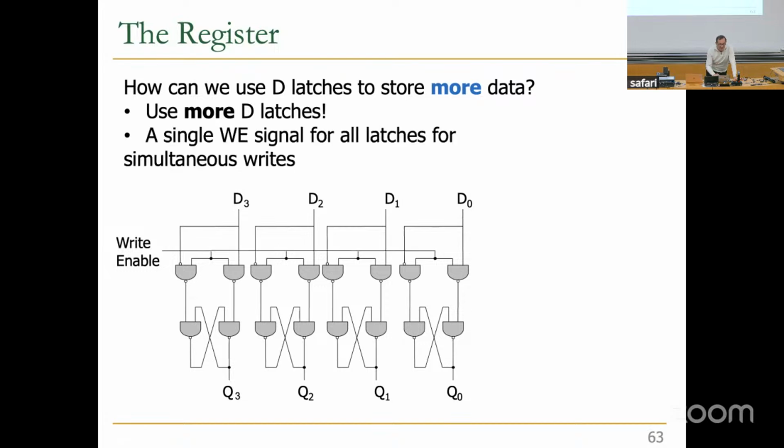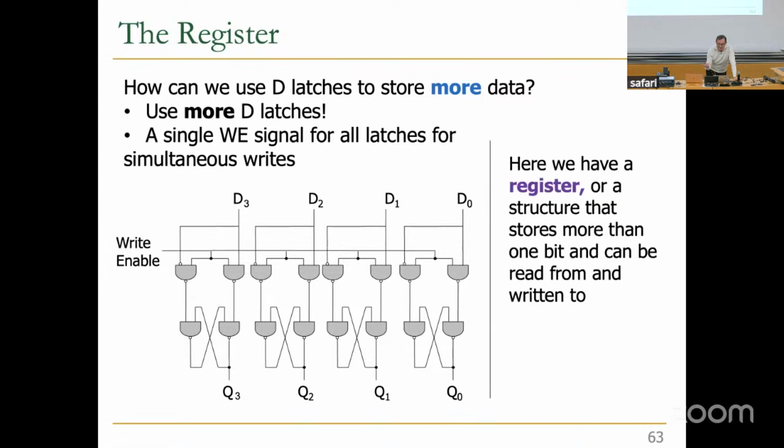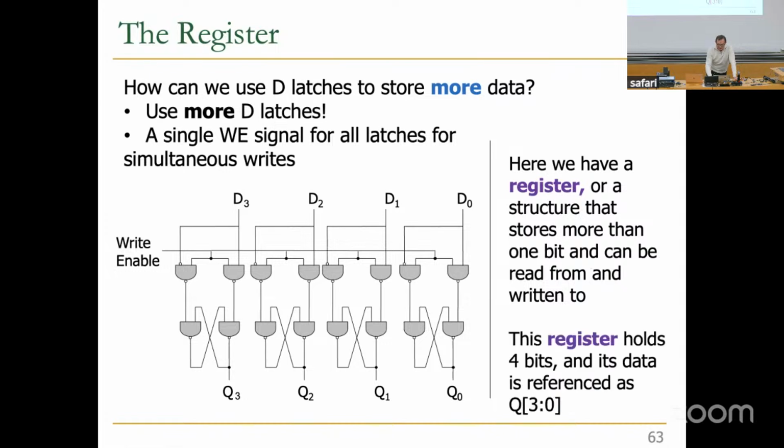Basically, we have a single write enable signal for all latches to enable simultaneous writing of a 4-bit value. This is a 4-bit value, right? And this is the 4-bit output. Now this is a structure that stores more than 1 bit and can be read from and written to. It's a register. That's the definition of a register. This register holds 4 bits and its data is referenced as Q[3:0]. We're going to use this notation, and you're going to use this sort of notation in Verilog later on.